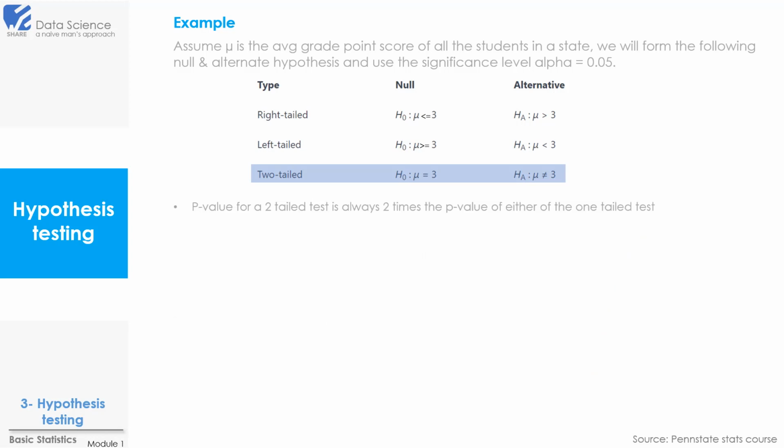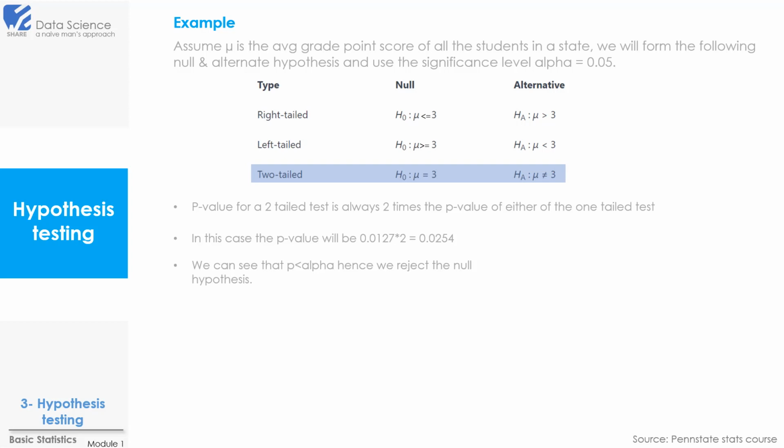Finally, we will see a two-tailed test. In this test, we will test if our mean is exactly equal to 3. So our P value for a two-tailed test is always equal to 2 times the P value of either of one-tailed test. So recall we found our P value in the previous case as 0.0127. So for a two-tailed test, it will be multiplied by 2, which will be equal to 0.0254. Now when we compare this with alpha, we find out that it is less than alpha, and hence we reject the null hypothesis. So that is how a two-tailed hypothesis test is done.